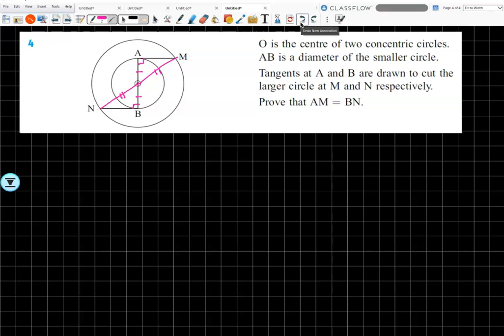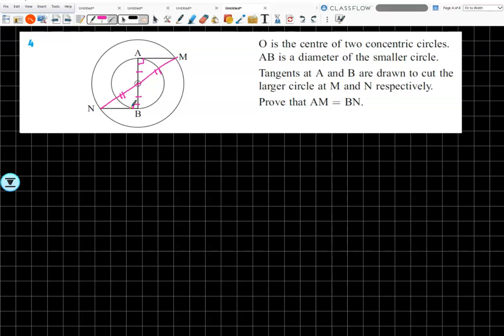So why can we say that yes, of course, AM and BN are the same? Because where's the hello? RHS. We've got the right angle is the same. We've got one side is the same, and the hypotenuse is the same. So they are congruent because RHS, and then of course, boom, they're the same. We good?